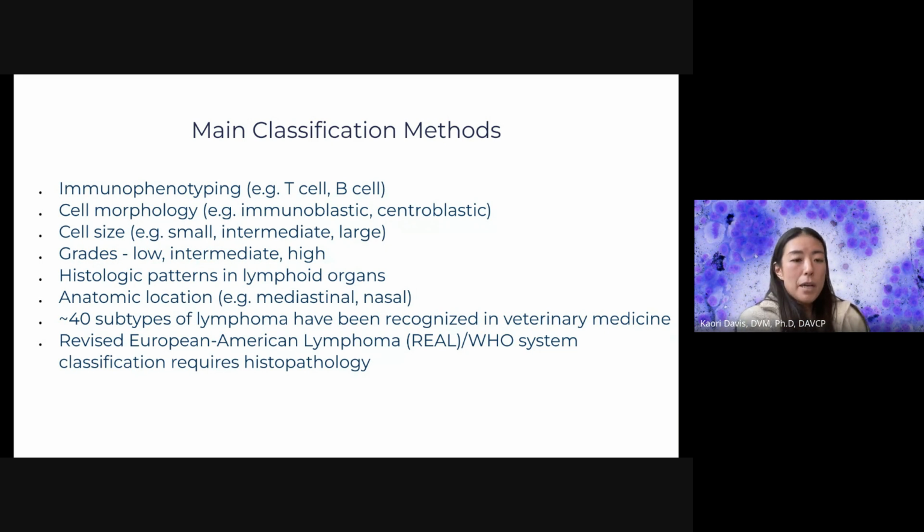So in veterinary medicine, we have about 40 different subtypes of lymphoma that we've been using and we have recognized. And the common classification scheme that we use when we classify the lymphoma is the REAL or Revised European American Lymphoma Classification System or WHO system. With these classification systems, though, it is important to remember that this requires histopathology for us to accurately differentiate these subtypes.